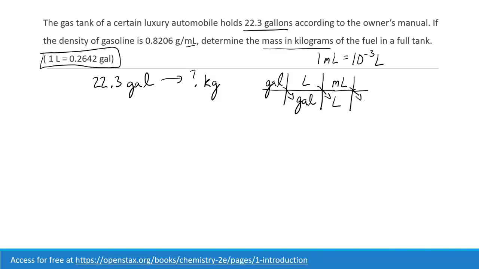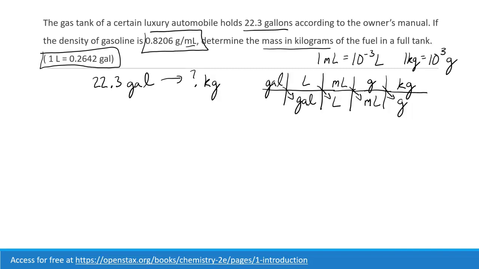Now that I've converted to milliliters, I can use the density of the gasoline, with the other unit being grams. The question is asking for kilograms, so my last conversion will be from grams to kilograms, where the equality is 1 kilogram equals 10 to the third grams.